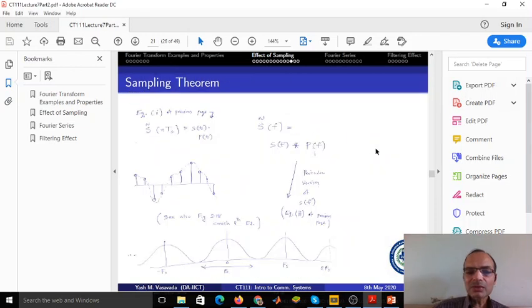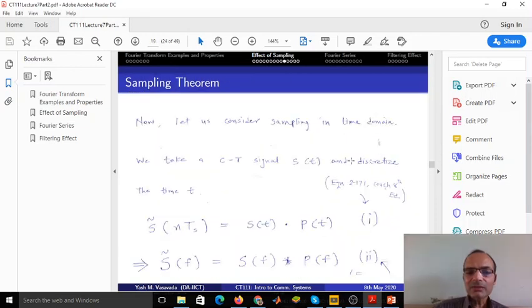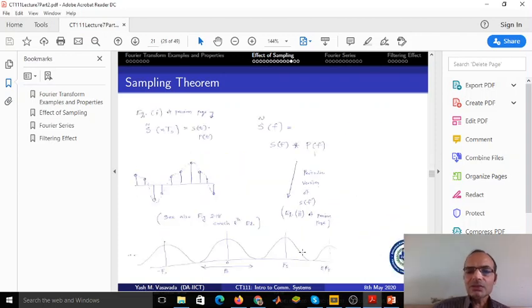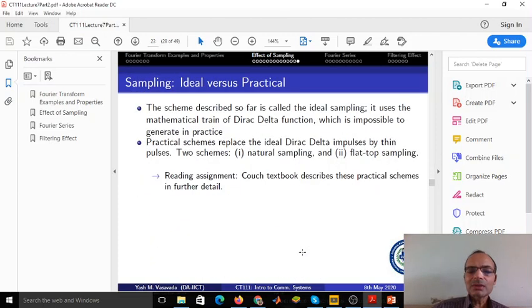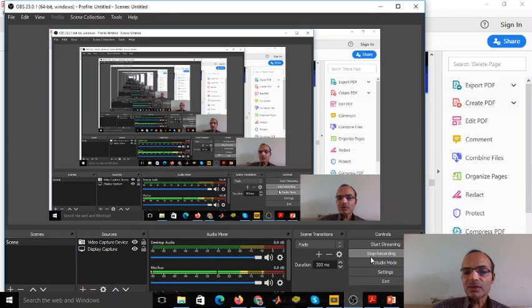And depending on whether you do natural or flat top, this convolution operation has a different effect. So please read the relevant portion of Couch's textbook to understand what is natural versus flat top sampling. Okay, we'll stop over here for the time being.